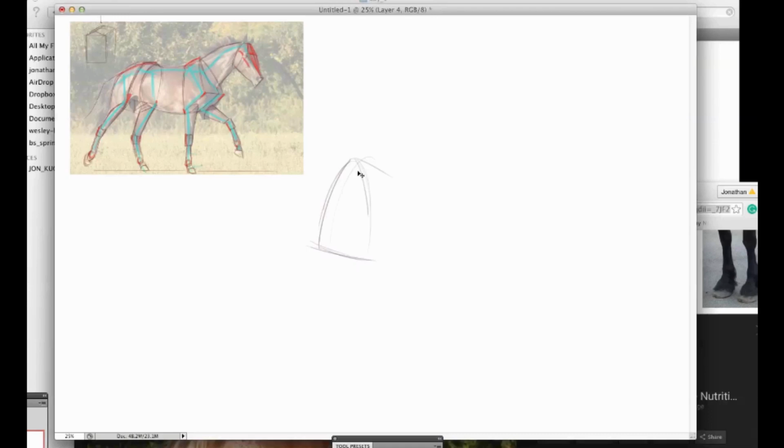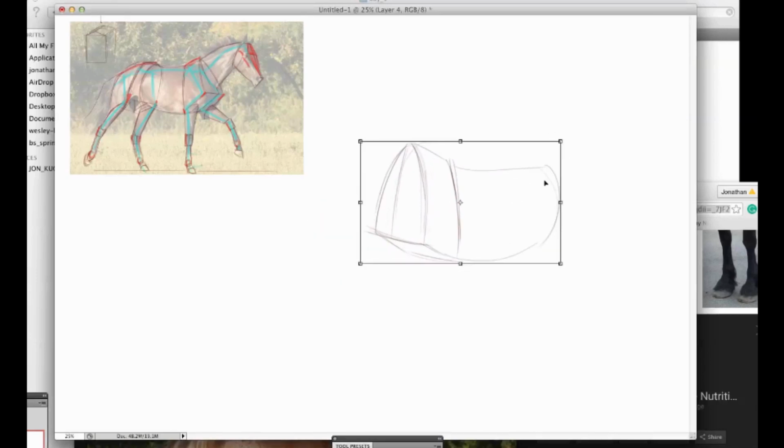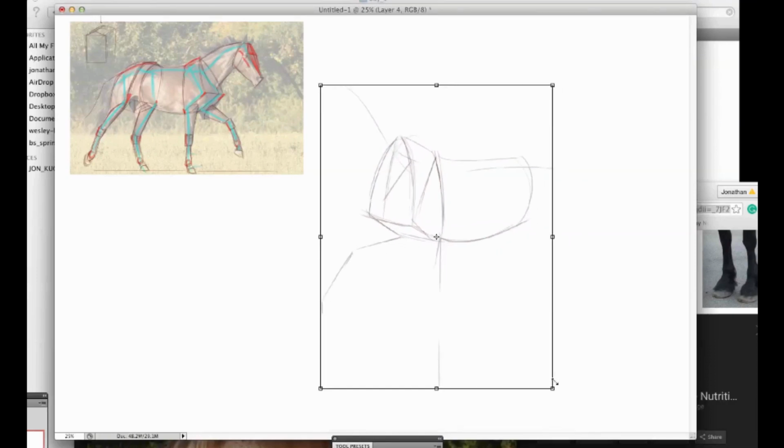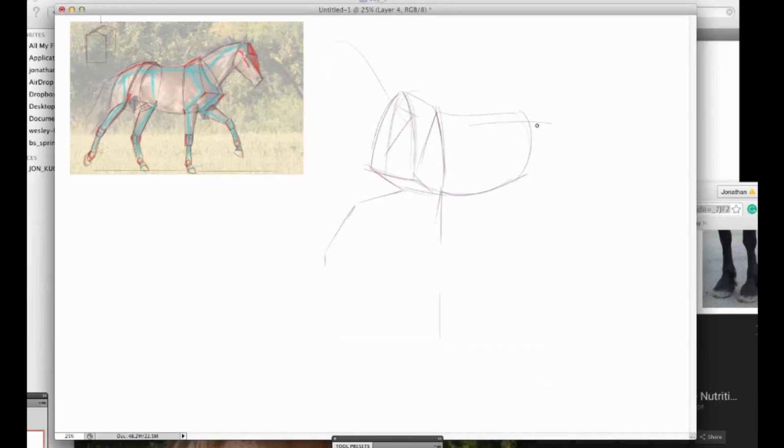So let's draw it, straight off, exactly opposite from the image. I'm starting off with the basic mass first, like this, but I always go in between. So I'll use my line of action, my armature gesture basically, and I'll go back and forth.